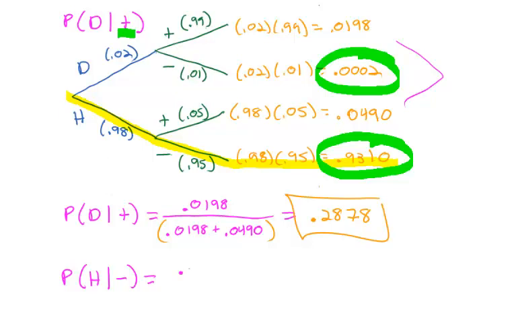So this gives me the 0.9310 over 0.0002 plus 0.9310. Again, remembering to put that denominator in parentheses. So we've got to put that in our calculator. And when we do, the probability that you are actually healthy when you get a negative result is 0.9998 when we round.